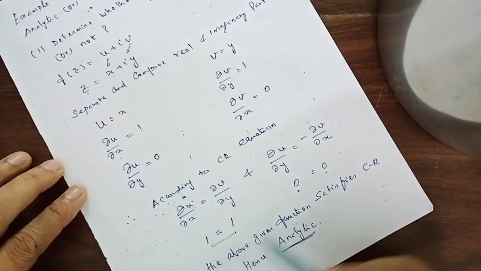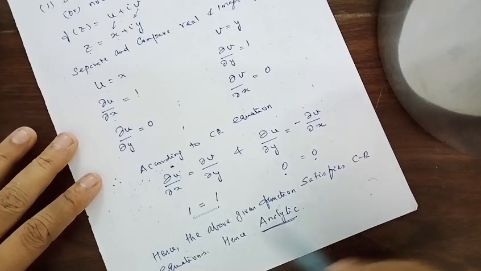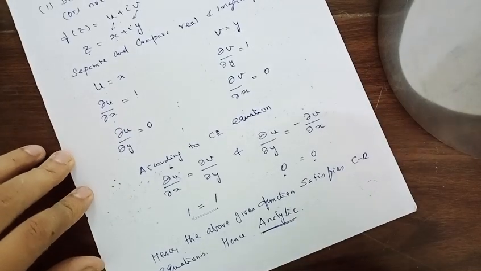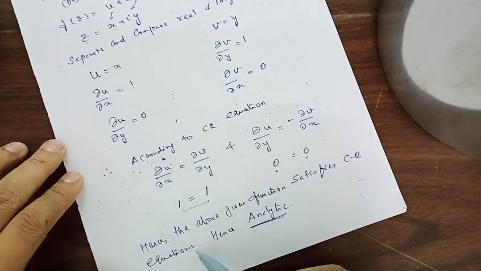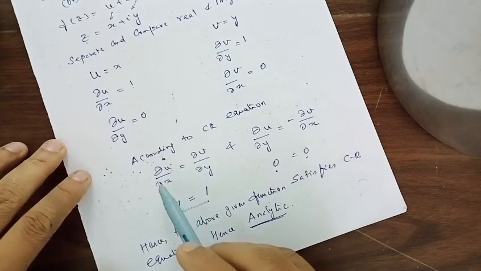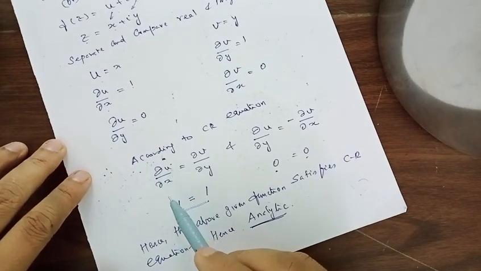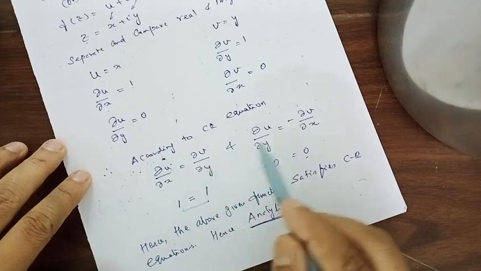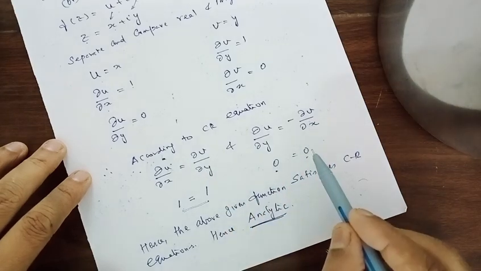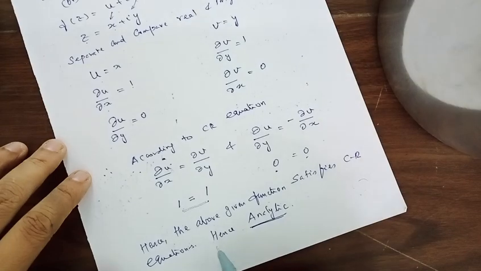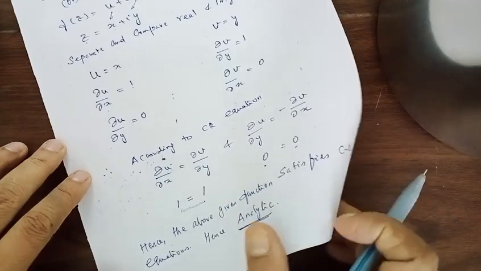So the given function satisfies the CR equations, and also the partial derivatives dou u by dou x, dou v by dou y, dou u by dou y and dou v by dou x are continuous. Therefore, this function is an analytic function. Now we will see another example.